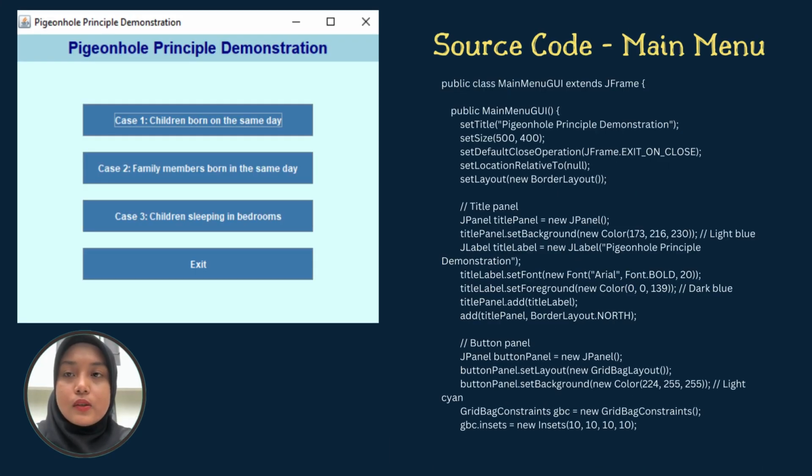Okay, in this slide we're going to present the explanation of the source code for the main menu GUI interface. As we can see here, in this interface we provide the title, pigeonhole principle demonstration. We also provide 4 buttons: case 1, children born on the same day, case 2, family member on the same day, case 3, children sleeping in bedroom, and the last one is the exit button.